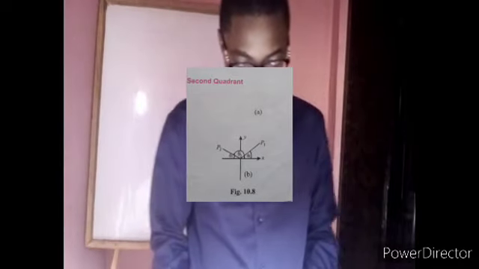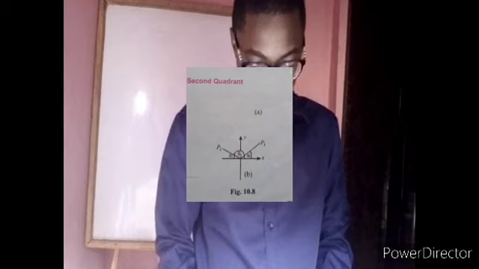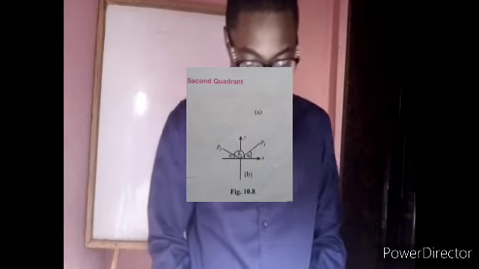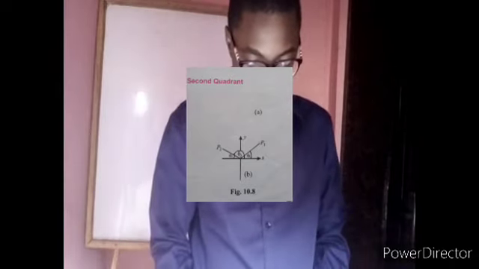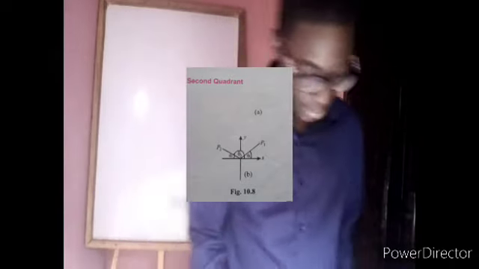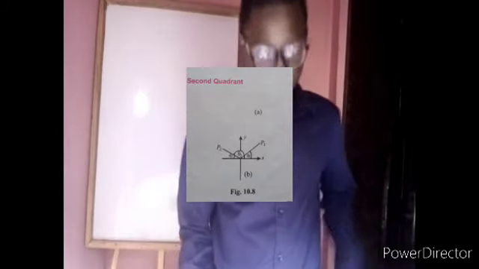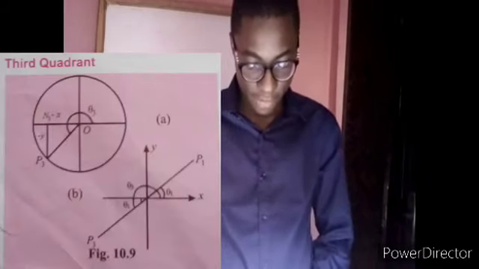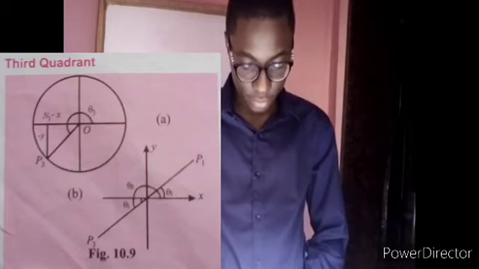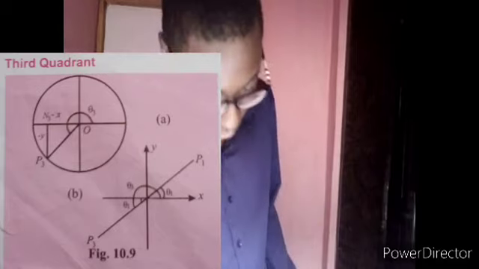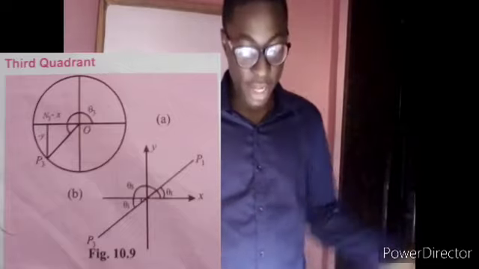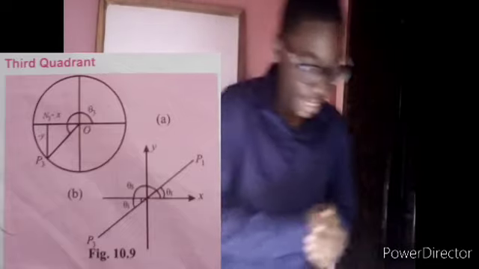The first conclusions we have to make in the second quadrant are shown on the screen here. We have sine of 180 minus theta equals sine theta. That is obviously so. Then we also have cos of 180 minus theta equals minus cos theta. As I mentioned earlier, it's only sine that is positive here, the rest are negative. Likewise, tan of 180 minus theta equals minus tan theta. So each one is negative.